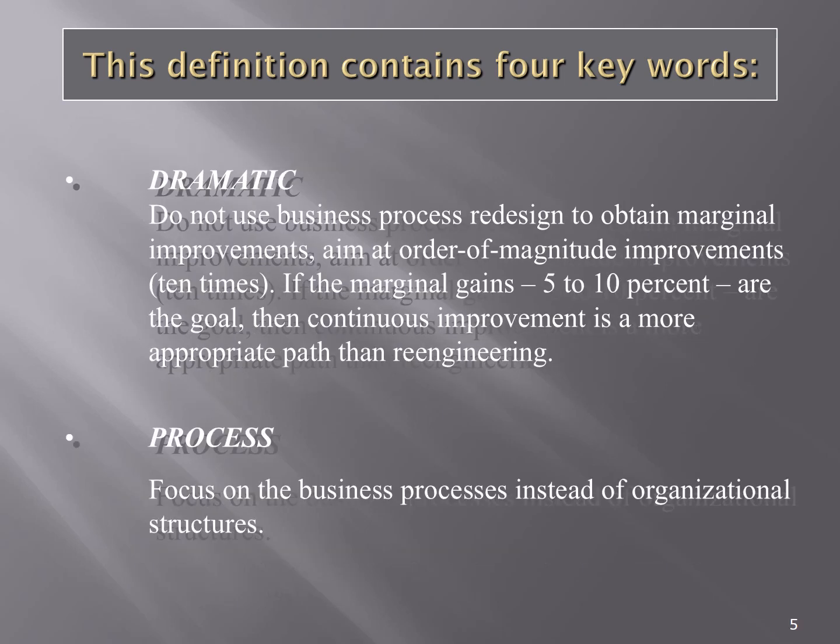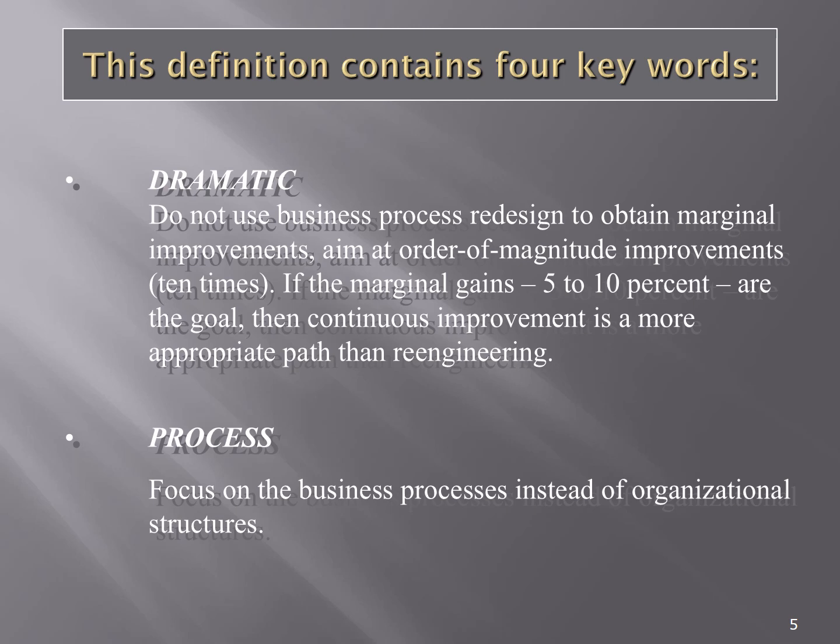And then the third keyword is dramatic. Do not use business process redesign to obtain only marginal improvement, only very minimal improvement. We want to aim at a very high improvement, order of magnitude improvements, 10 times as compared to previously. If marginal gains of 5 to 10% are the goal, then continuous improvement is a more appropriate path than re-engineering. So we want it to be 100% or 90% gains, for example. It should be dramatic. That's why we call it a radical change.